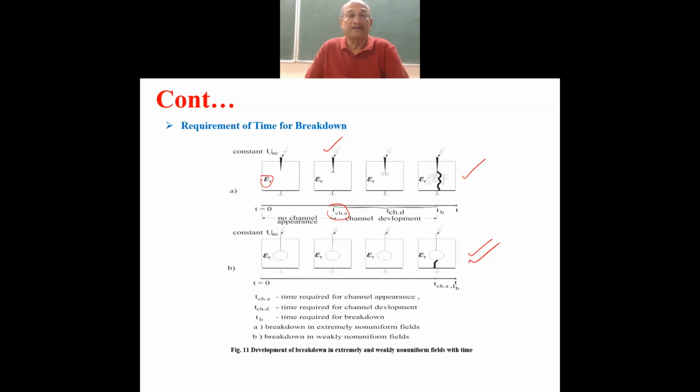Ultimately, over a time when it has lived its life, you can say the dielectric has withstood the high magnitude of field intensity applied to it, it will one day or other, after thousands of hours of working, aging would take place and it will lead to complete breakdown. So in schematic B, breakdown in weakly non-uniform field takes place without partial breakdown activity there.